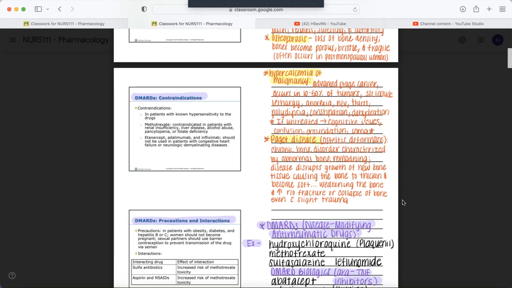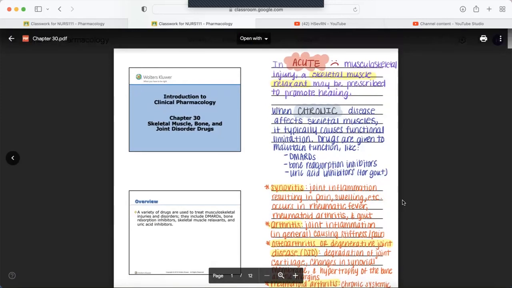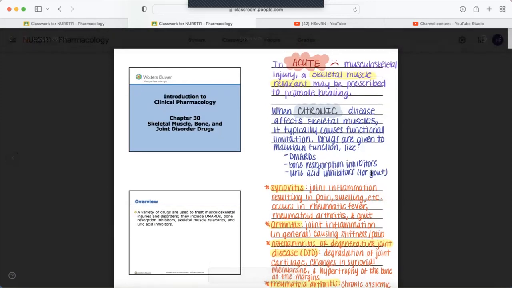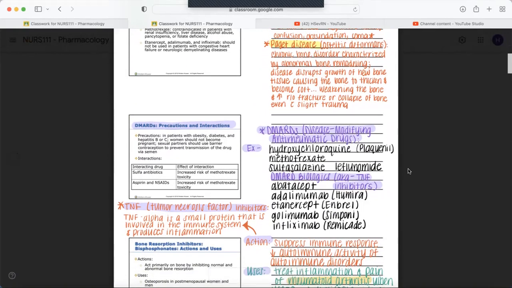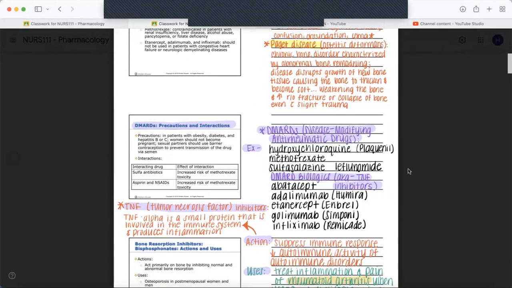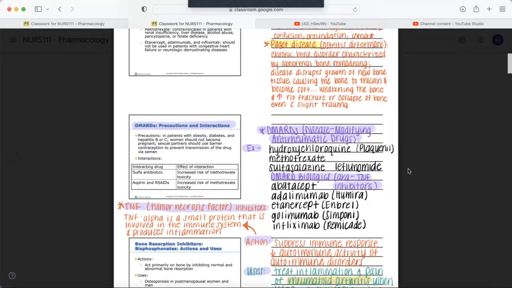So what kind of drugs can we use? We talked about them up here. We said we can use DMARDs, bone reabsorption inhibitors, and uric acid inhibitors for chronic problems. And we can use skeletal muscle relaxants for acute problems. So let's start with chronic. Let's talk about DMARDs. DMARDs are disease-modifying anti-rheumatic drugs. A really common one that we use for many different autoimmune conditions is hydroxychloroquine, also known as Plaquenil. We could also use methotrexate, sulfasalazine, and leflunomide. So those are just your general DMARDs.